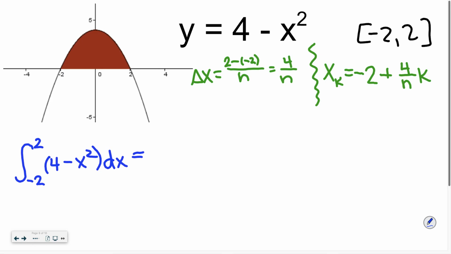All right. So now we are going to take the limit as n approaches infinity of the sum from k equals 1 to n. What goes inside? Inside, we have to have f of x sub k times delta x. So I'm going to do this first.